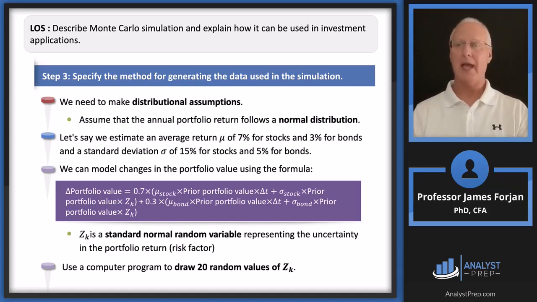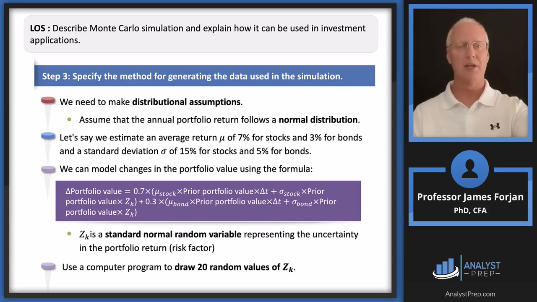What does that mean? Hey, how about we pick a 7% average return for stocks, 3% average return for bonds, with 15% standard deviation and 5% standard deviation for stocks and bonds. All right, so here is an extra input that we have to come up with based on what? Based on history, based on our understanding of the economy, based on all sorts of fun things.